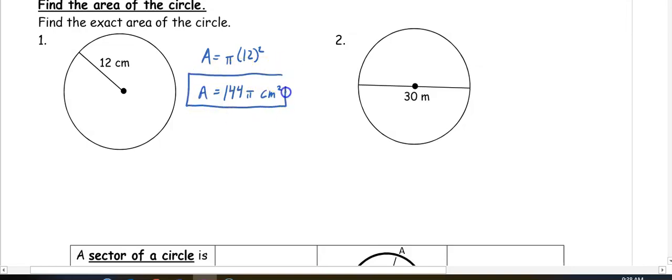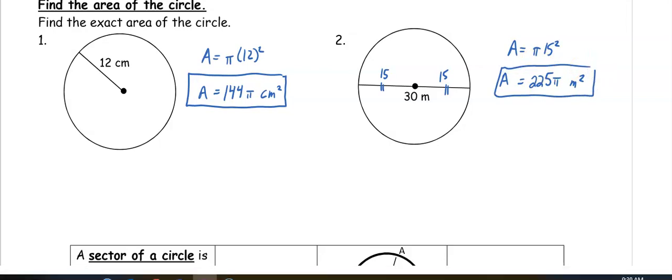In number two, 30 is representing a diameter. So remember, a diameter is made up of two radii, so we're going to split it into 15 and 15. So your area is equal to pi times 15 squared. 15 squared is 225, so we have 225 pi meters squared for our area.